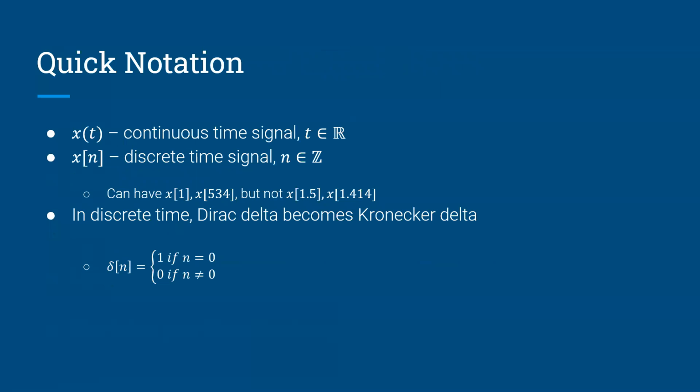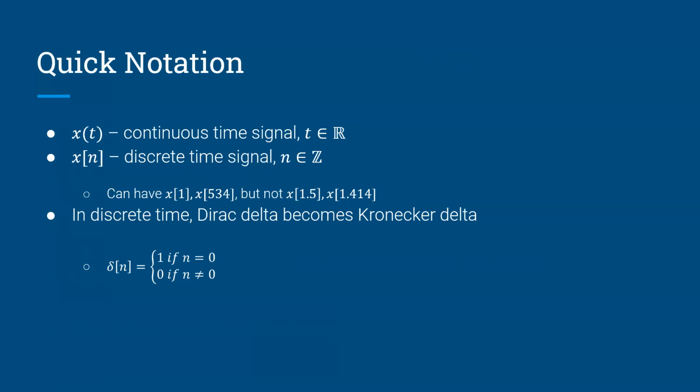For those who haven't taken 113, I just want to make a quick note on notation. When we write x of t with the parentheses, what I'm implying is that t is in the set of all real numbers, so t is continuous. And when I use x of n, where the n is in brackets, I'm implying that n is a discrete number, so it's in the set of integers. And that refers to a discrete time signal. And so the n is basically representing one particular point in time, and that's how we represent discrete time signals.